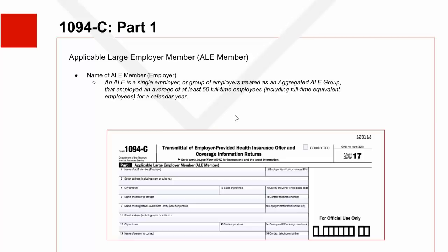So at the risk of sounding redundant, I just want to make sure that we're all on the same page. An ALE is a single employer or a group of employers treated as an aggregated ALE group that have employed an average of at least 50 full-time employees, including their full-time equivalent employees for a calendar year. If your organization falls under that definition, then you are required to file this 1094 and 1095C form.